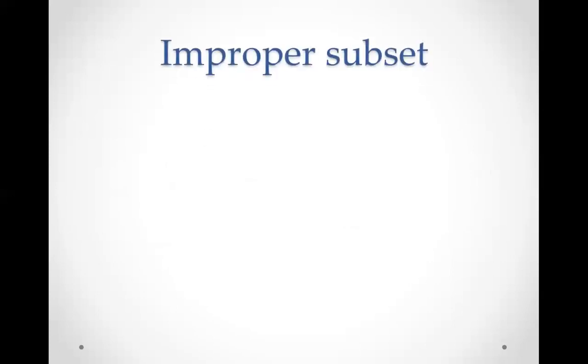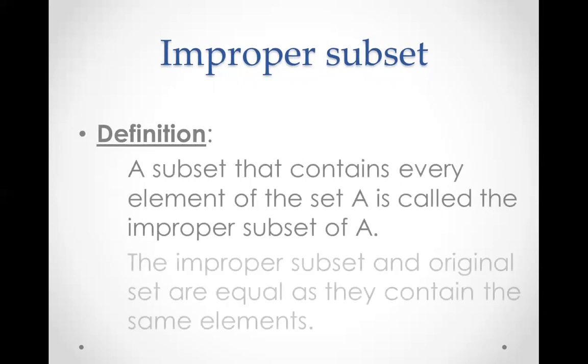Now, improper subset, its definition is a subset that contains every element of the set A is called the improper subset of A. Okay, means it contains all the elements of the other set. Now, improper subset and original set are equal as they contain the same elements. For example, A is equal to {1, 2, 3, 4}. B is also equal to {1, 2, 3, 4}. So every element of A is present in set B. So they are improper subsets. Okay.